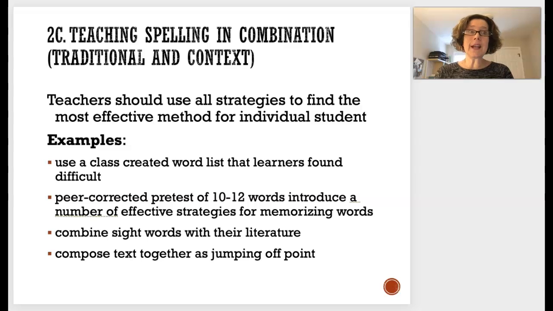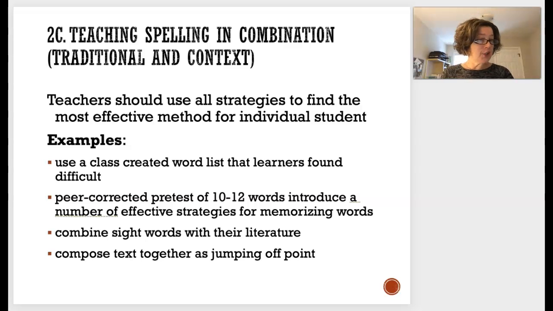Okay, so examples of this would be use a class-created word list that learners found difficult, so then they make the word list from their literature, and then they have sort of a traditional spelling test. You have a peer-corrected pre-test of 10 to 12 words, and this is where you introduce a number of effective strategies for memorizing words. So instead of just, here's the list, go home and memorize it, you actually teach them how to figure out how to spell certain words. And maybe you combine sight words with their literature, and maybe you compose text together as a jumping off point.